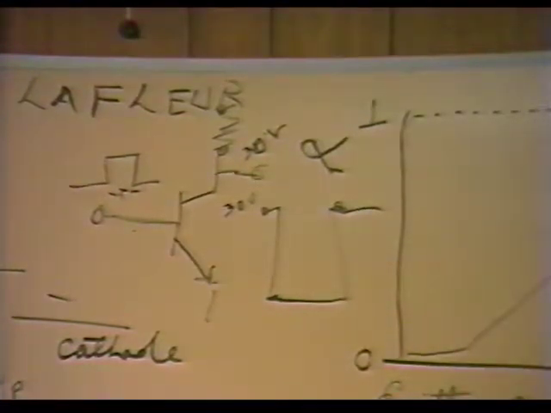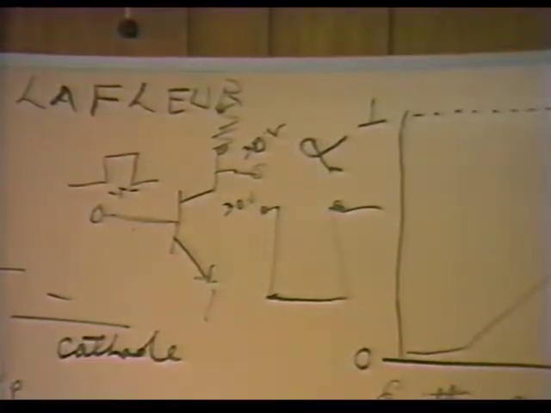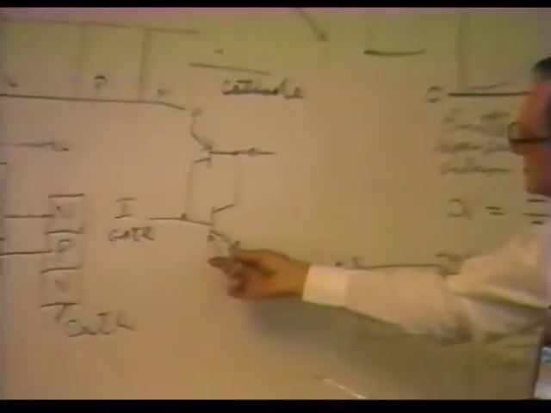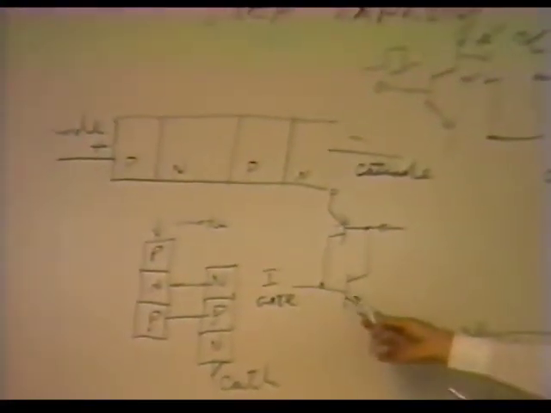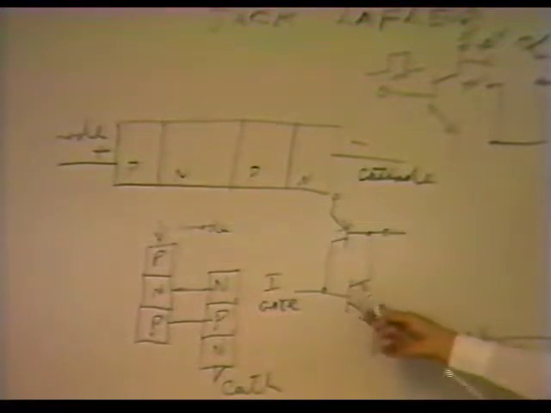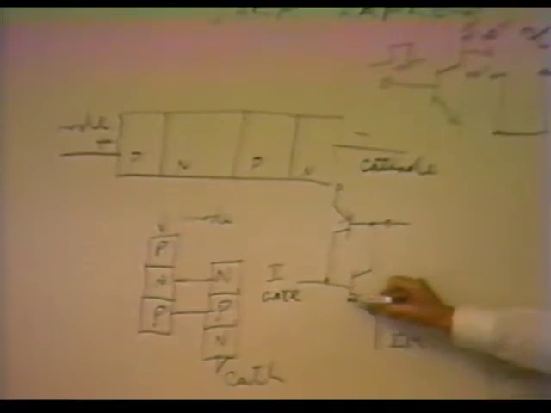Now, so I can do that. That's the same transistor, and I can do that to the SCR. Okay, now, with an SCR, we have one transistor, a PNP, feeding an NPN transistor, and it works just a little different.